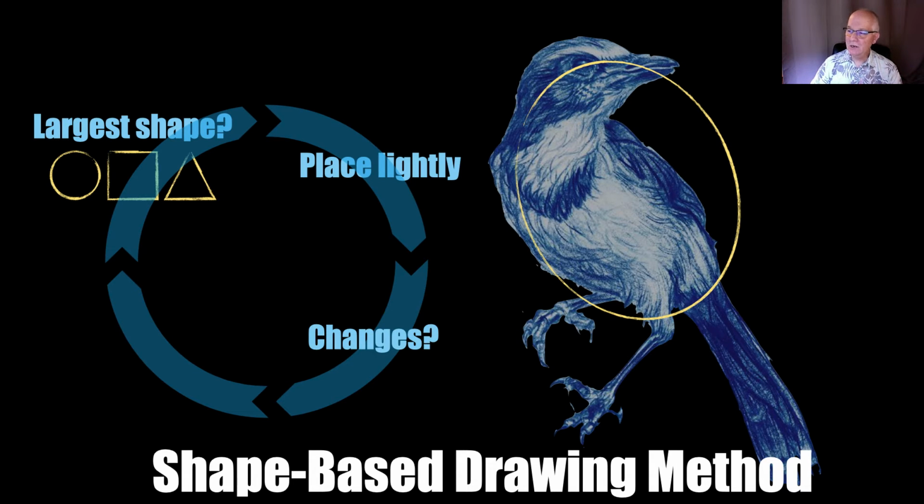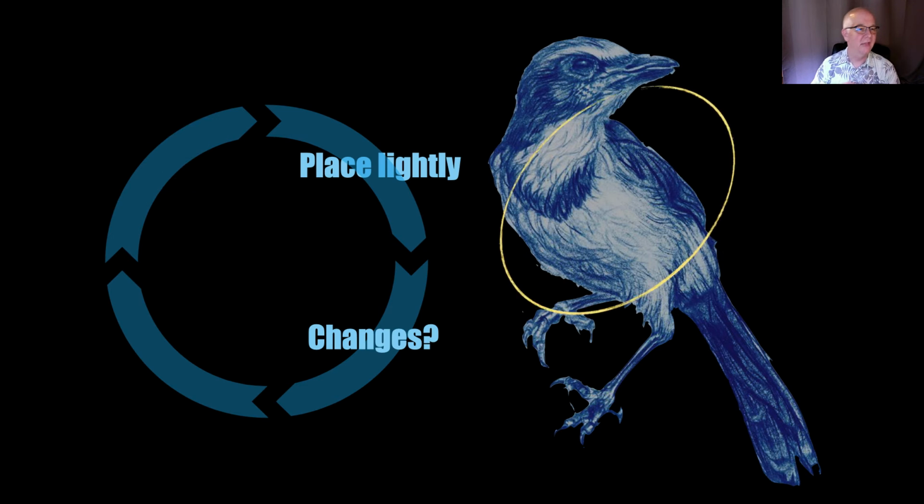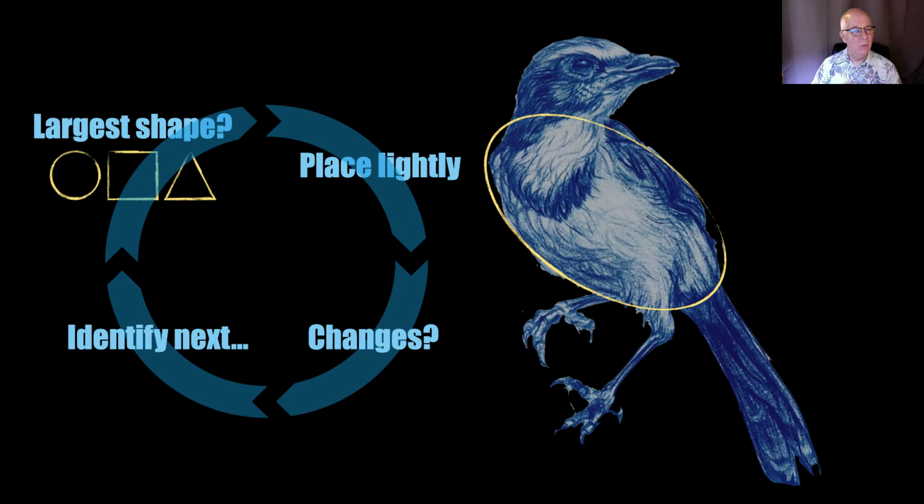And as I look at the oval there, it seems like the angle is a little off and it could be a little bit narrower. That looks pretty wide for that oval. And once I'm happy with it and I have made all the changes I'm going to, then we move on to the next question, which is, what's the next largest shape?